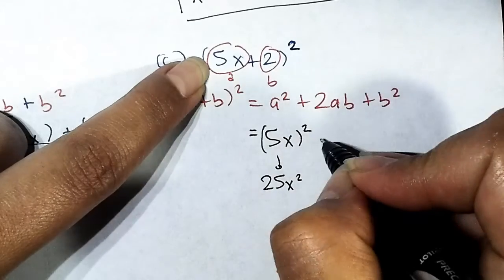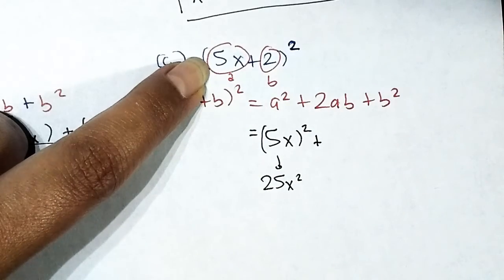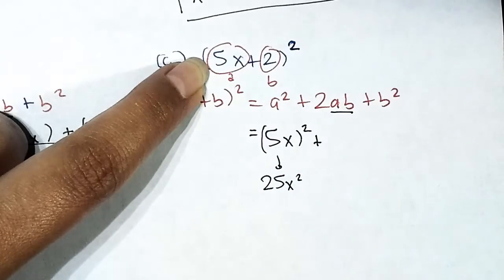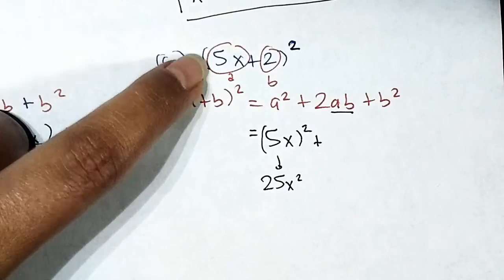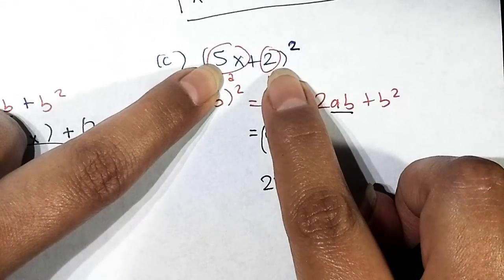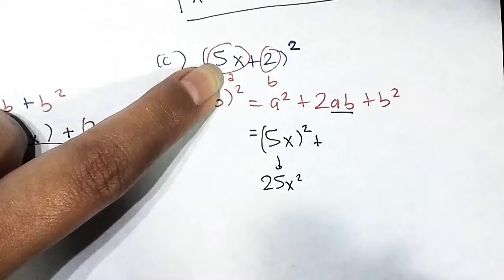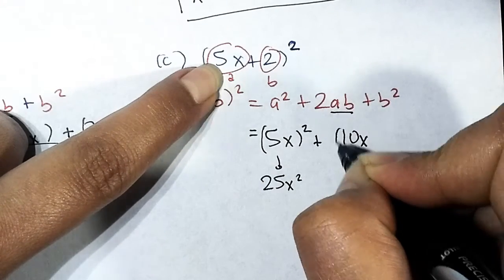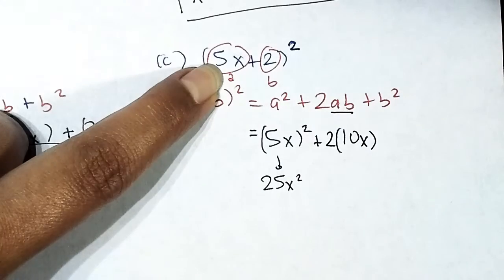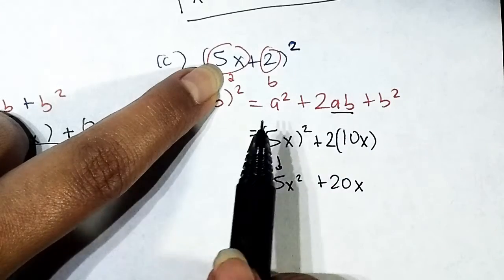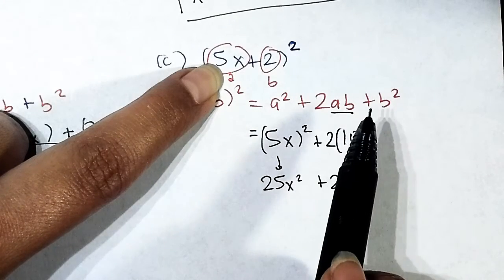Plus, the middle term is always of the form 2ab. So we're going to find the product of a and b and then double it up. Product of a and b, namely 5x and 2: 5x times 2 will give us 10x. Then 10x times 2 will give us 20x. Cool. Two terms down, one more to go.